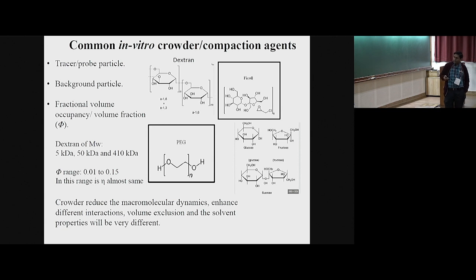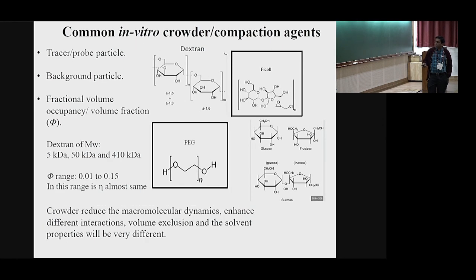So what these crowders do is reduce the molecular dynamics, and enhance the different interactions, and also you can see the volume exclusion, and it also changes the property of the solvent, but within this volume fraction the viscosity does not change. So we are not changing the quality of the solvent.